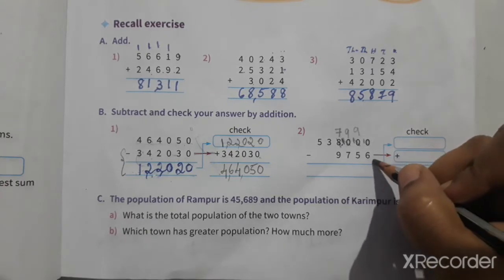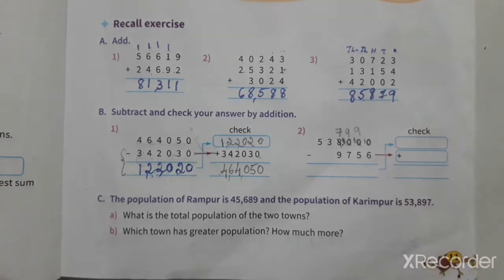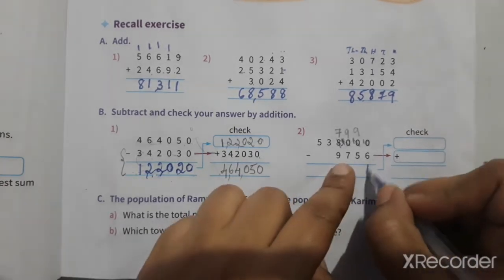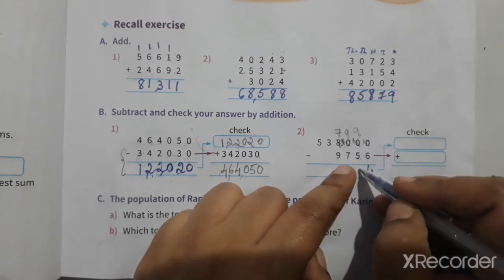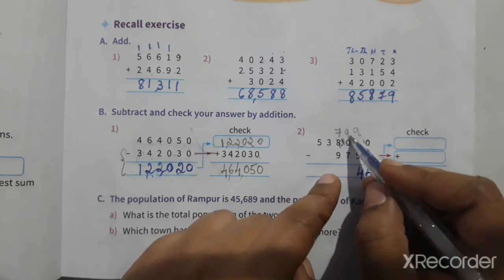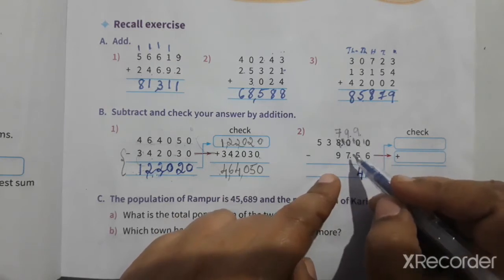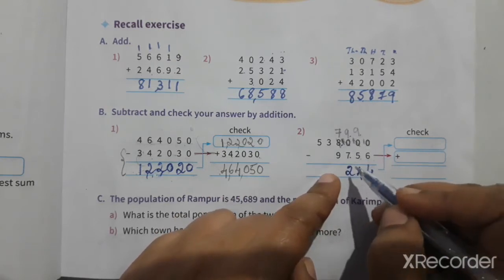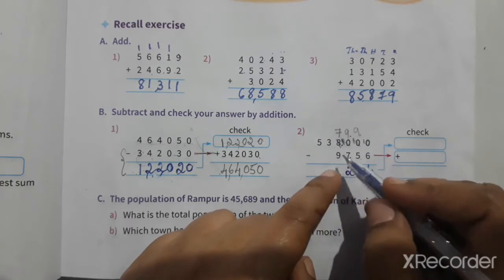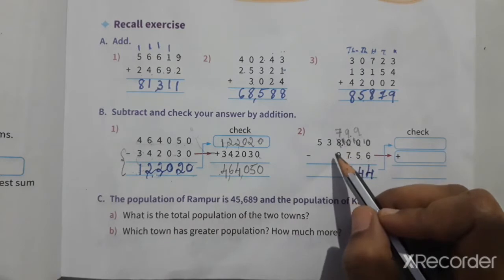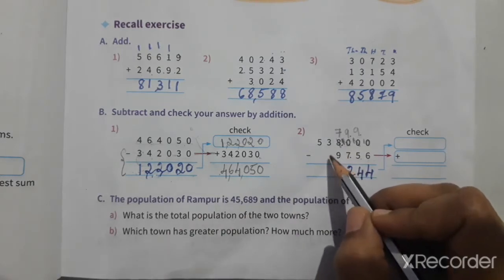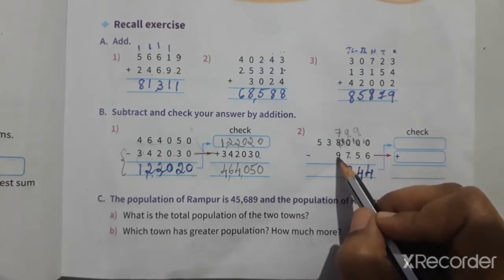Now 10 minus 6. 10 minus 6 is how much? 4. Okay. Now 9 minus 5 means 4. Again 9 minus 7 means 2. 8, 9, 2. Okay. 7 minus 9. 7 minus 9 we can't subtract, because in subtraction the first line number should be greater than the second line number.